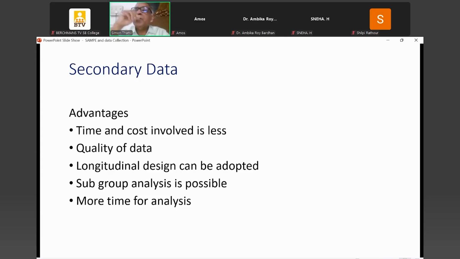The advantage is that the time and cost involved is very less. I'm not preparing a tool. I'm not preparing a schedule or a questionnaire. I'm not going anywhere. And there is published data. Now, when the published data is valid and reliable and easily available and accessible, it's not always necessary that you should collect primary data.